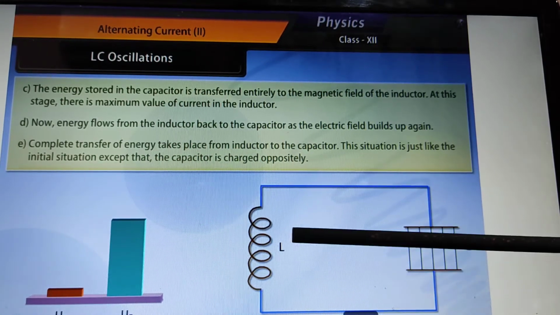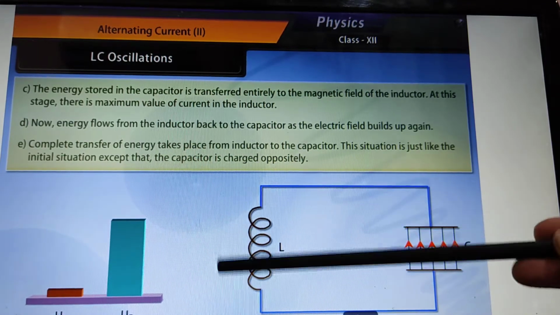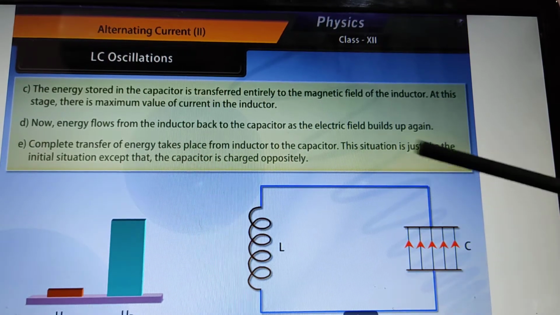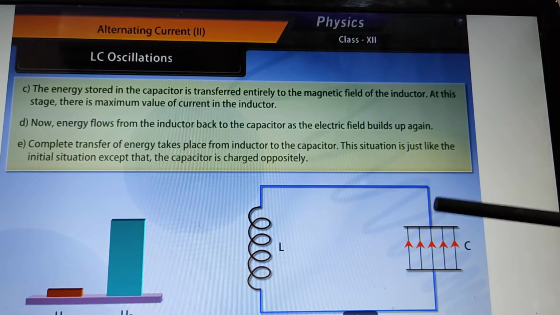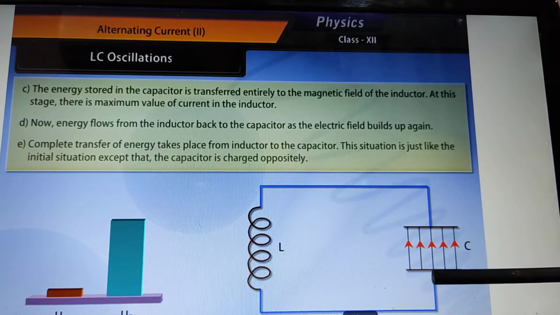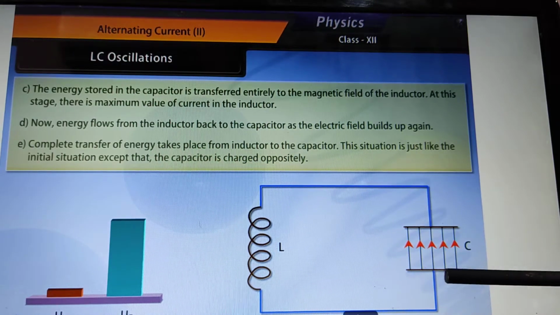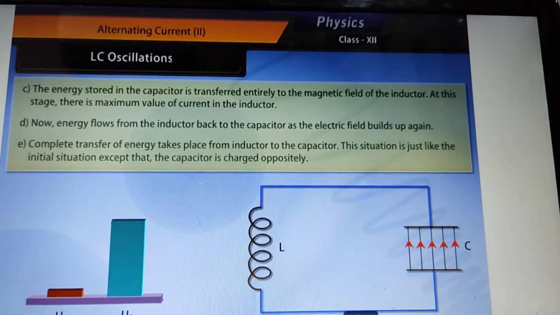And now in this stage, the energy which is completely with the inductor is again transferred to the capacitor, but the direction of the current is opposite and the plates are now oppositely charged. पहले ये पॉजिटिव थी, ये नेगेटिव थी, अब ये पॉजिटिव हो जाएगा और ये नेगेटिव हो जाएगा.